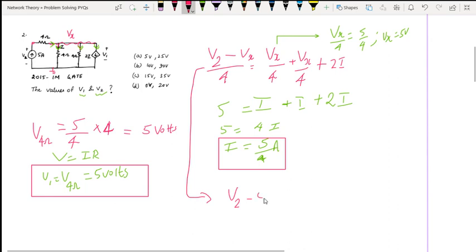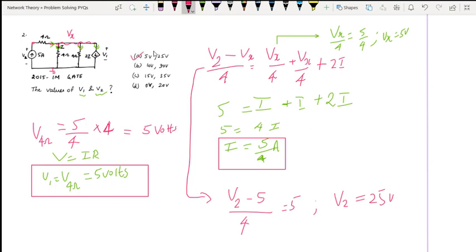So let me put V2 minus, instead of Vx I'm putting 5 volts, divided by the resistor 4, equal to 5 amperes. This is the current flowing through this 4 ohm resistor, right? The drop across one end of the 4 ohm was V2, the other end was Vx, and Vx we found because Vx by 4 was I, and I was 5 by 4 amperes, so Vx happened to be 5 volts. So V2 minus 5 by 4 equal to 5. From this, V2 equals 20 plus 5, which becomes 25. So 25 volts.